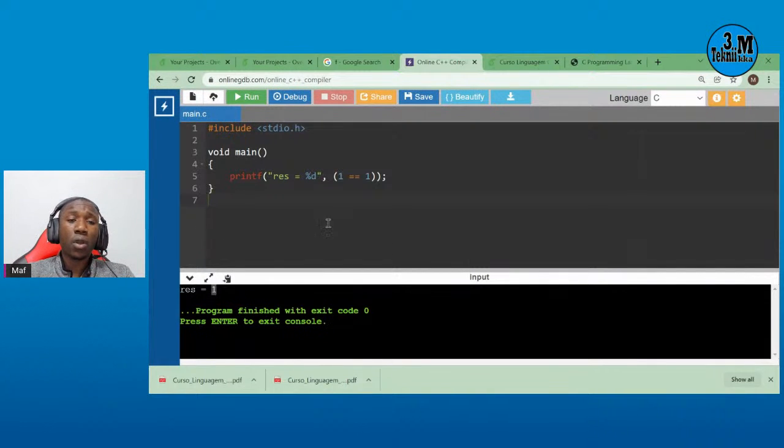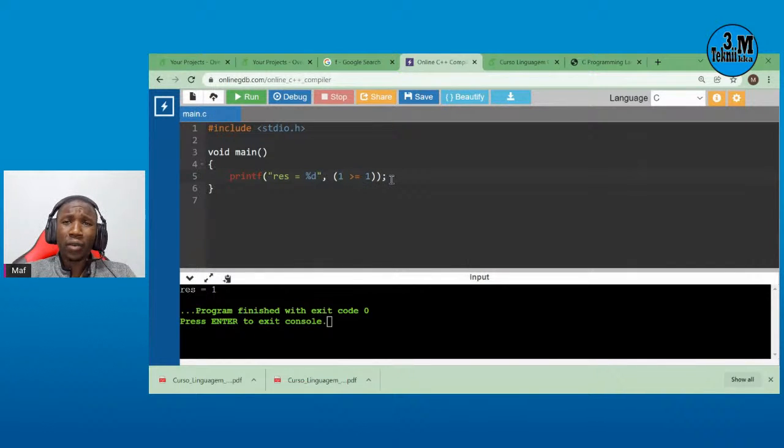1 means true. What if I say 1 is different to 1? That's not true. That's false. False is 0. Okay? False is 0. If I say 1 is greater than 1, that's false. But if I say 1 is greater or equal to 1, that's true. True is 1 and false is 0. But what about this? 1 is true and 0 is false. Yeah, that's fine.